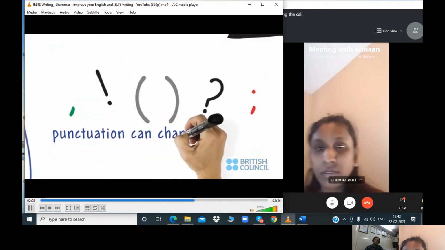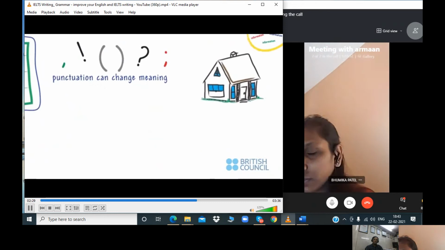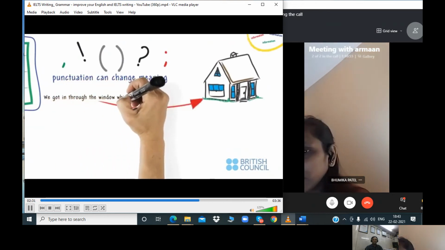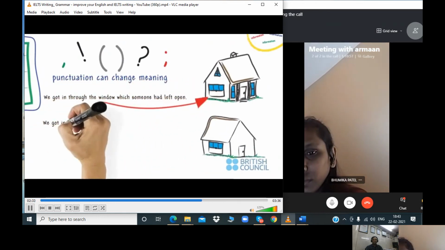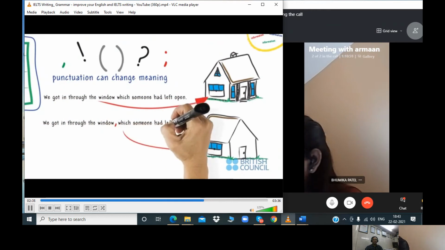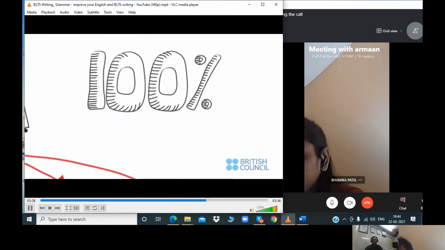In addition, punctuation can change meaning. For instance, we got in through the window which someone had left open. We got in through the window which someone had left open. These are the two examples.